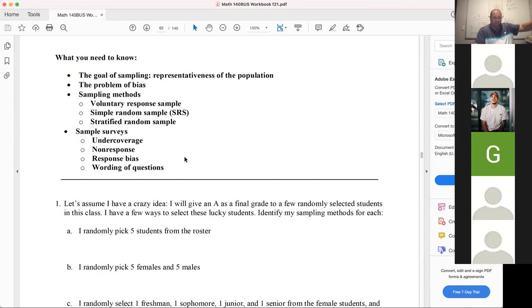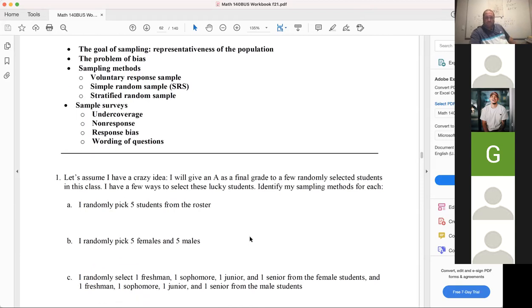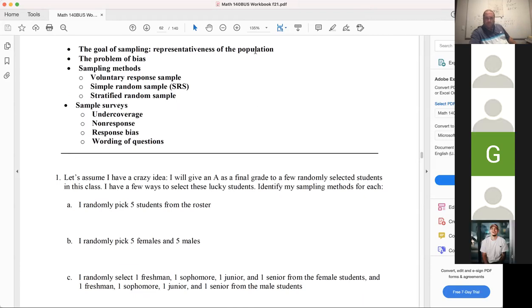Method A, I randomly pick 5 students from the roster. Assume that's perfectly random. What kind of sampling technique is that? That will be an SRS, a simple random sample.